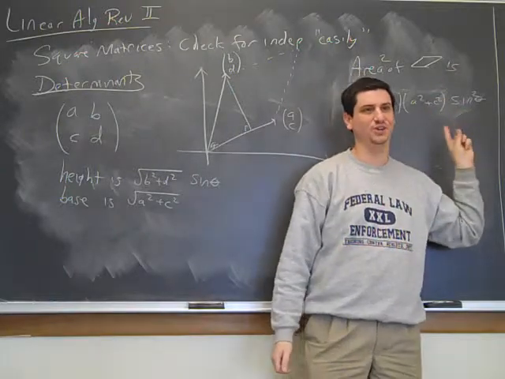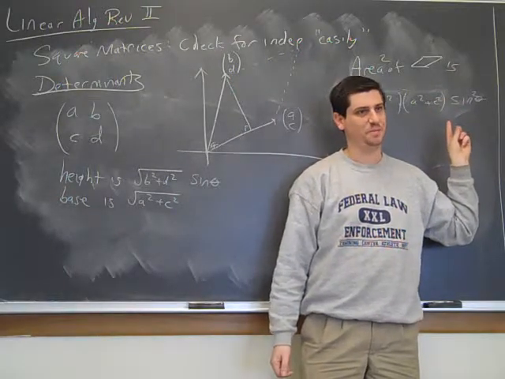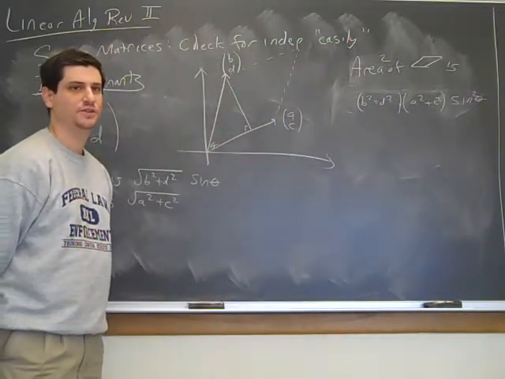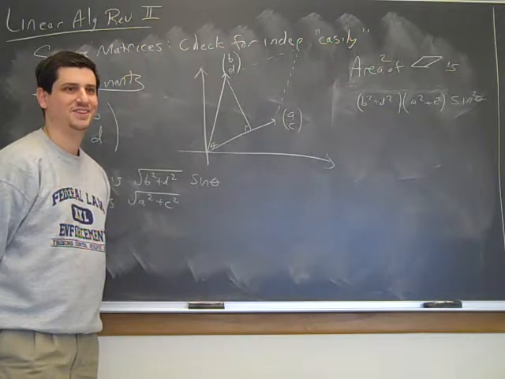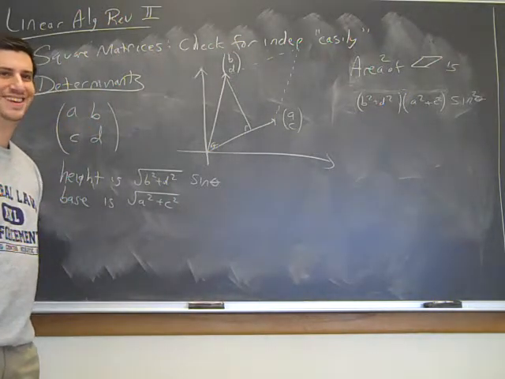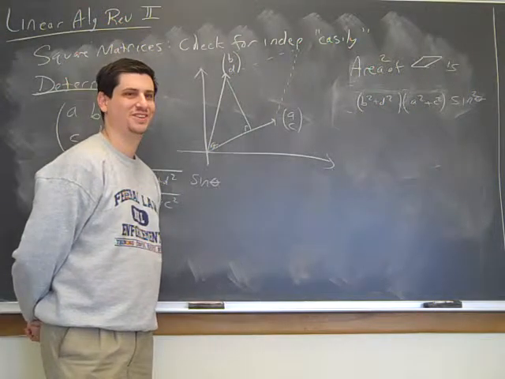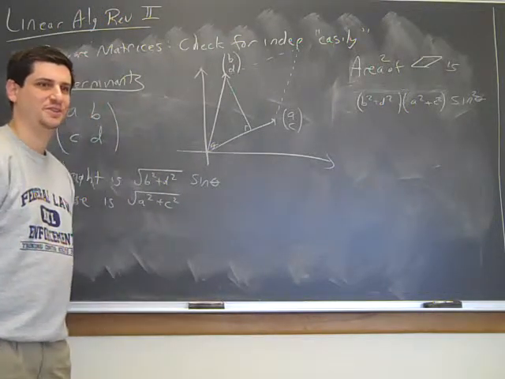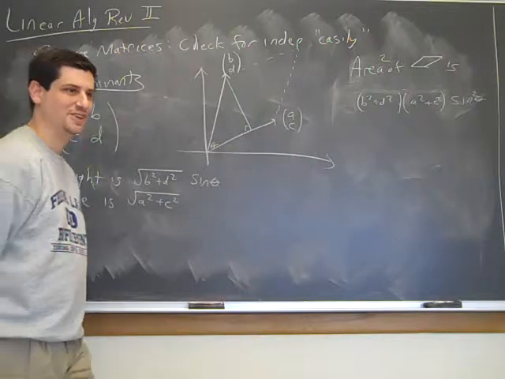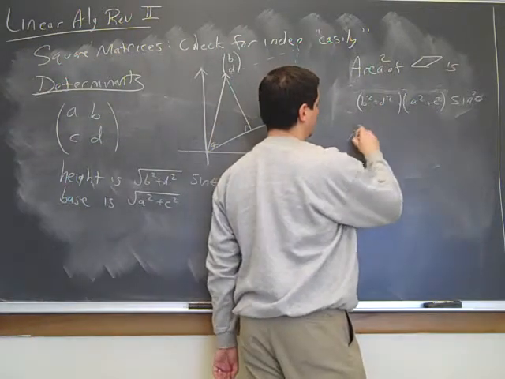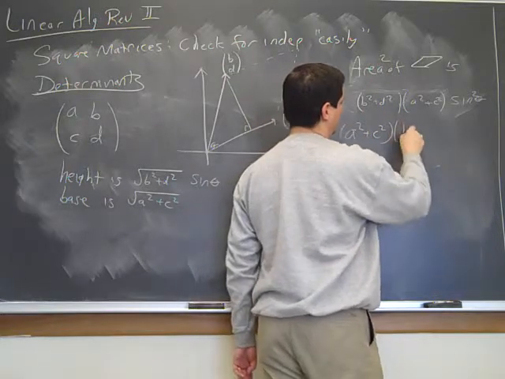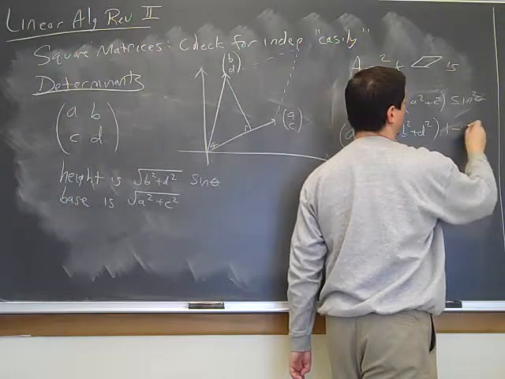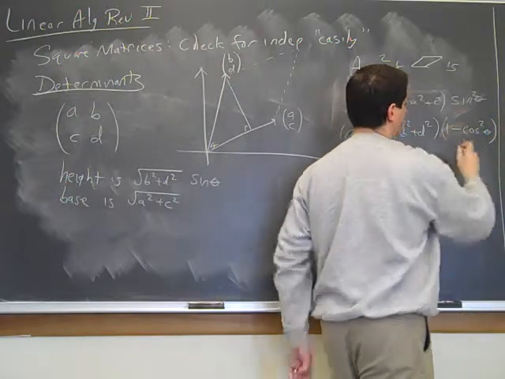As soon as you see sine squared, what should be going through your mind? Do you know any relations involving sine squared? So what's the big thing involving sine squared? This is the Pythagorean theorem. Right? Sine squared plus cosine squared equals 1. So this is the same as a squared plus c squared, b squared plus d squared, cosine, I'm sorry, 1 minus cosine squared of theta.